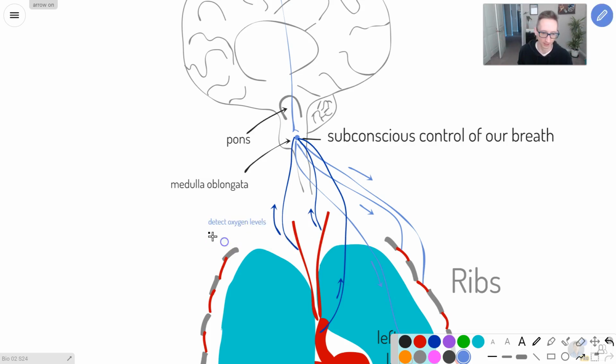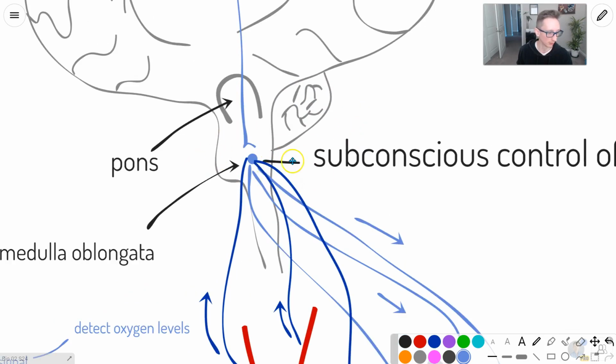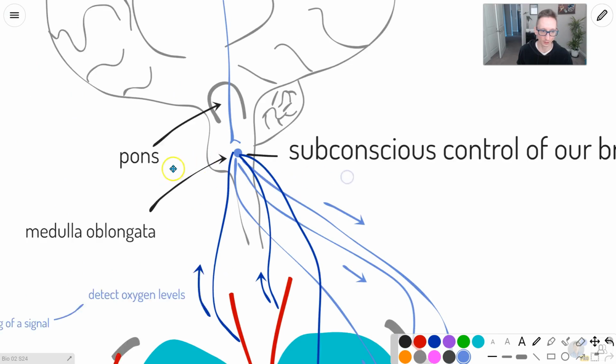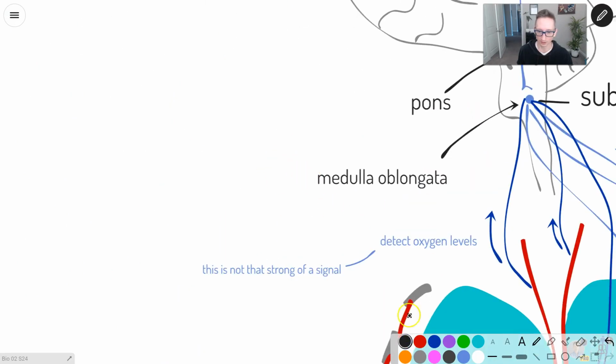However, this is not that strong of a signal. Our body is not that great at detecting oxygen. It's only if it gets real low will that actually kick in. Okay? The brain up here in the medulla, this is actually where most of the regulation of breath is occurring. And how is this occurring? The brain measures H plus to control breathing.